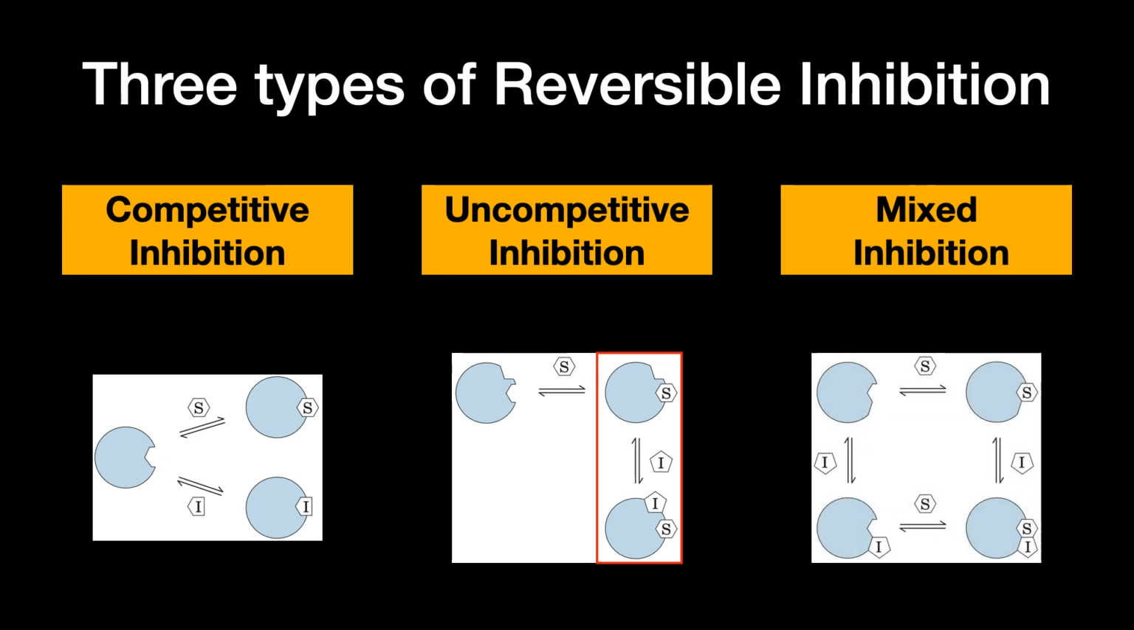Lastly, there is mixed inhibition. It is called mixed because mixed inhibitors can bind either to free enzyme as in competitive inhibition or to enzyme substrate complex as in uncompetitive inhibition. But mixed inhibitor binds only at a site different from the substrate binding site. The Lineweaver-Burke plot or the double reciprocal plot can be easily used to determine whether an enzyme inhibitor is competitive, uncompetitive, or mixed.